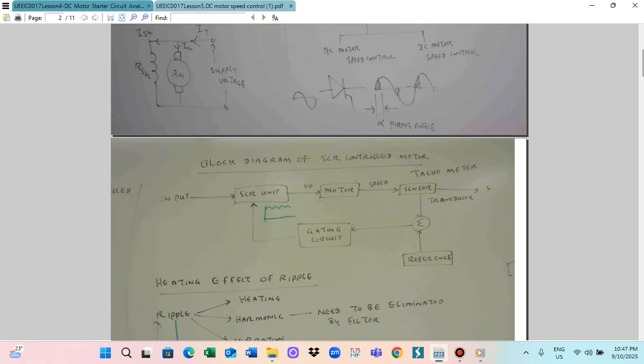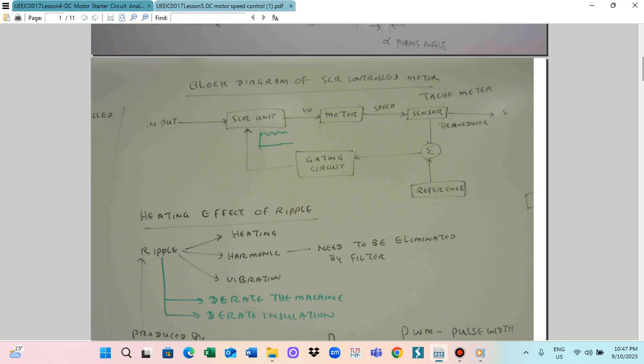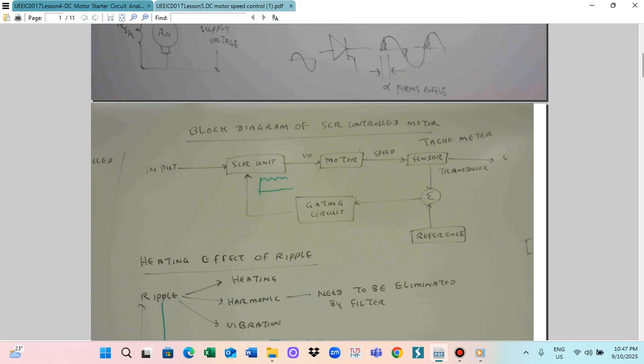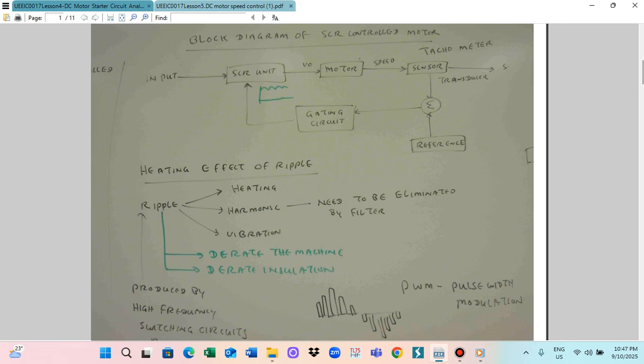This is the firing circuit. By controlling the SCR signal, we can control the firing circuit, and by controlling the firing circuit, we can control the conduction. So we can control the speed through the SCR. This is how we can write down the block diagram of all of this control.